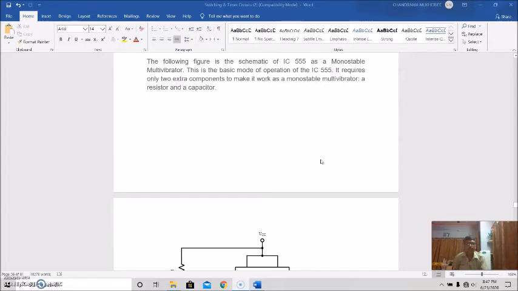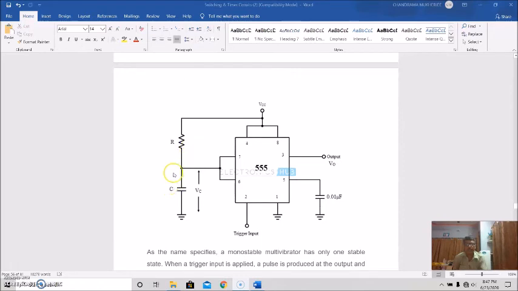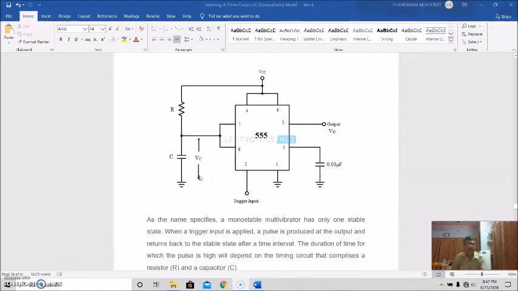Only two extra components are required to make the 555 timer work as a monostable multivibrator: a resistor and a capacitor. This is shown here. As we have already studied, the monostable multivibrator, as its name specifies, has only one stable state. That's why it is also called a one-shot multivibrator.